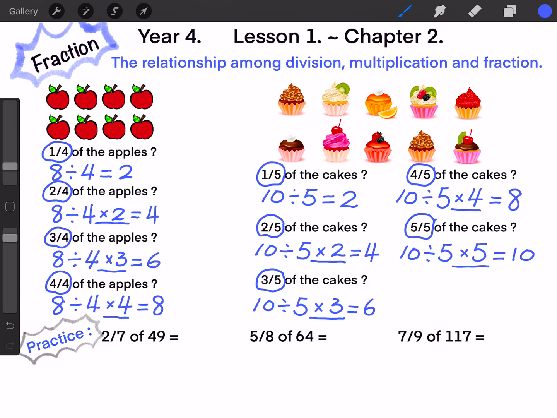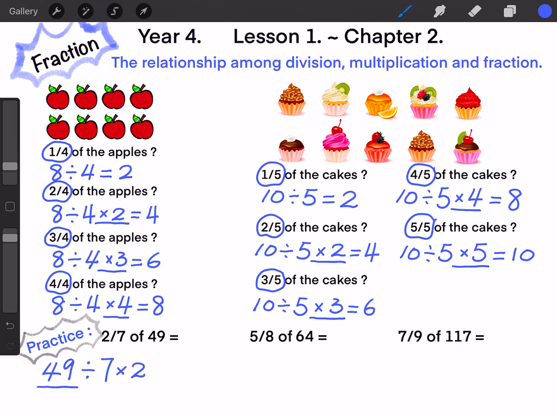Great. Now let's practice. First one, 2/7 of 49 equals to. Let's say we have 49 apples. So 2/7 of 49 apples equals how many apples? We divide 49 apples into 7 equal groups, then in 2 groups. Totally there are how many apples?